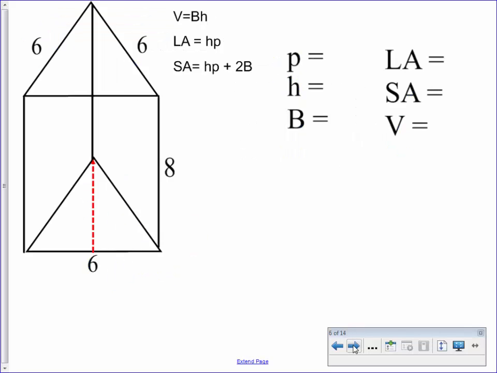Now let's go ahead and take a look at another prism. This is a triangular prism, and it is on your formula sheet, and it does give you all three: the volume, lateral area, and surface area.